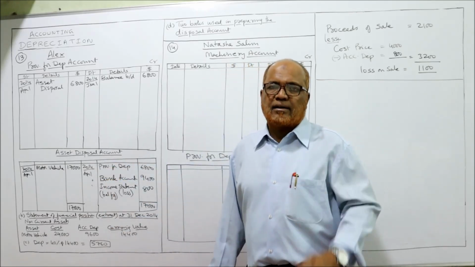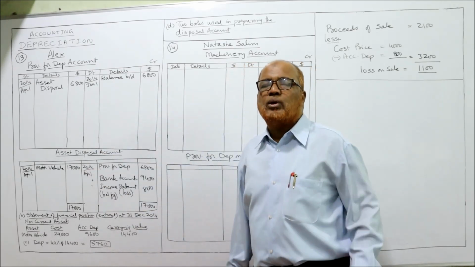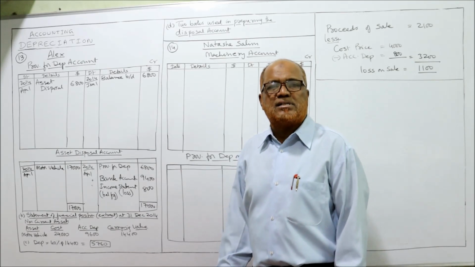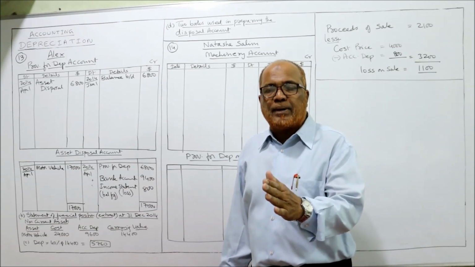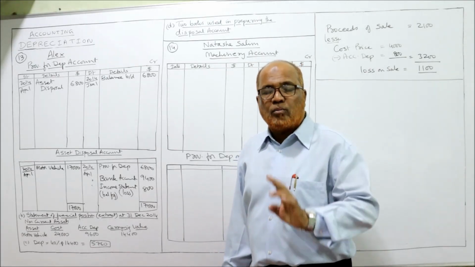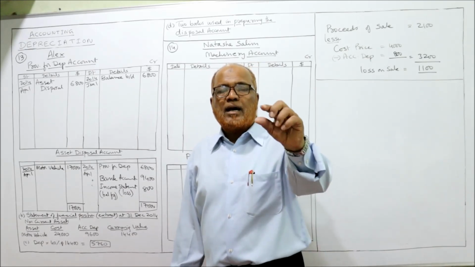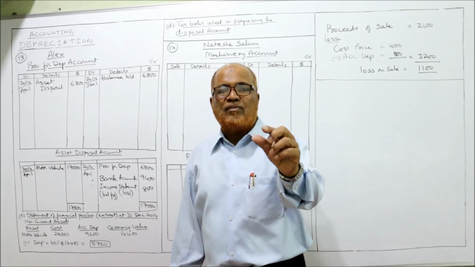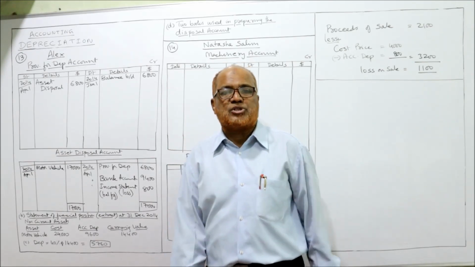Now we end the year. Year was started on 1st Jan 2014. So year will end on 31st December. So on 31st December we have to provide depreciation on the second motor vehicle. One more motor vehicle was purchased. What is the entry? Income statement debit, provision for depreciation credit. This is the entry for charging depreciation.